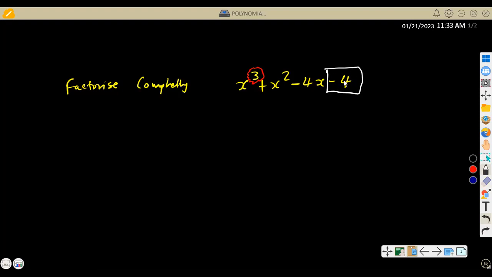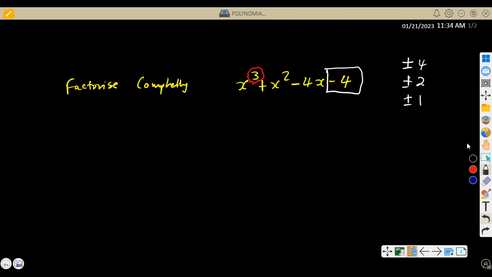What are the factors of minus 4? The factors of minus 4 can be plus or minus 4, plus or minus 2, or plus or minus 1. These are the numbers that when you divide here, you obtain an exact value. So what you do is try these numbers by substituting them into this expression. Then from there, you can obtain the first factor. So it depends on what someone actually tries to substitute.